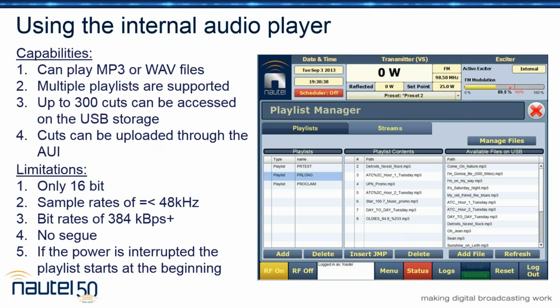However, there are limitations. It's only 16-bit audio. Sample rates need to be equal to or less than 48 kilohertz. Bit rates of 384 kilobits per second or more are supported. There is no segue capability. This is an emergency backup type of system, so it just cuts one to the other, no segue. And if the power is interrupted at some point in time and comes back on, the transmitter will come back on in the same mode that it was, but the playlist will start at the beginning, which may not be what you want to have happen.